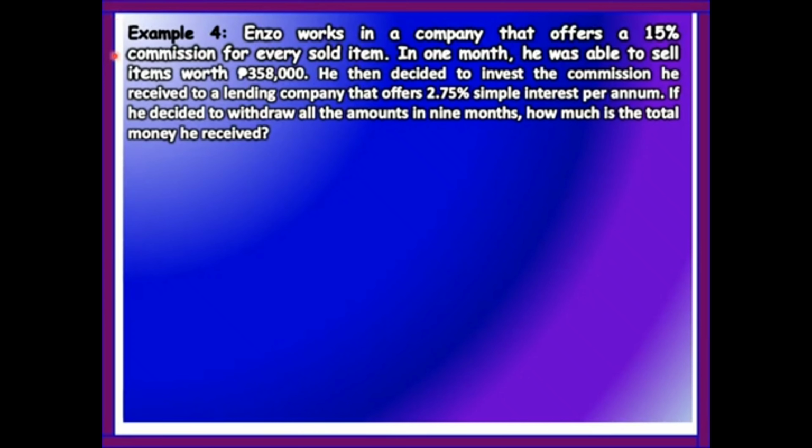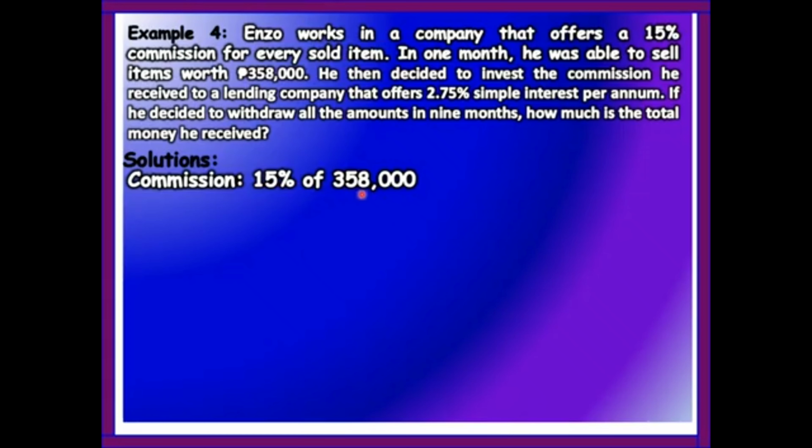Okay, so in this problem, there is a given commission and interest. So let us identify the given, but before that, let us have the 15% of his total sales. So to find the commission, you need to get the 15% of 358,000 pesos. The formula to find the commission, as we have earlier, C equals to S times R.